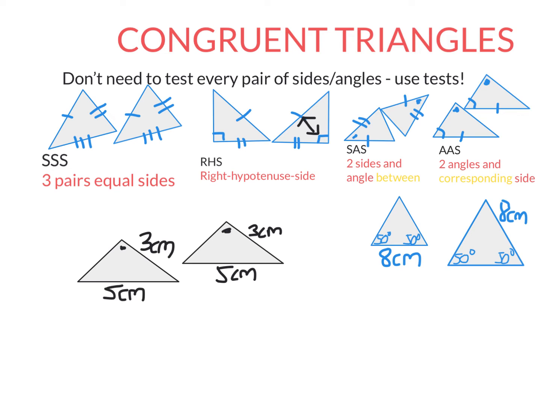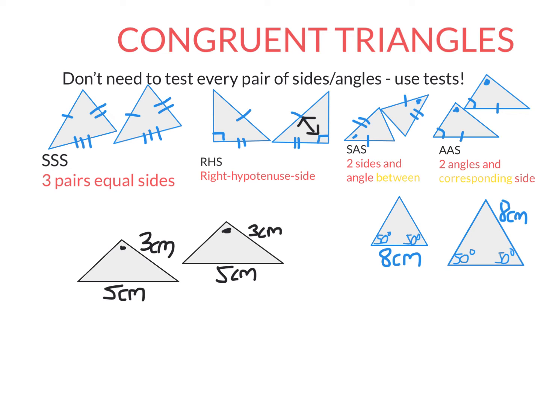So the last two tests here are unfortunately a bit complicated. SAS means side, angle, side, but it can't just be any sides and angles. If you have 1, 2 pairs of equal sides, you need the angle between those equal sides to be equal in order to use the SAS test. For the AAS test, it means angle, angle, side, 2 pairs of equal angles, but it has to be the corresponding side that's equal, like the longest side in both triangles or the shortest side or whatever.